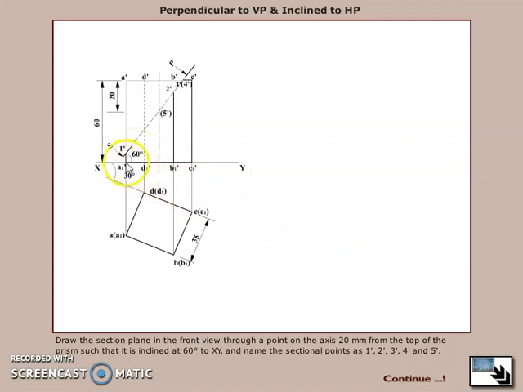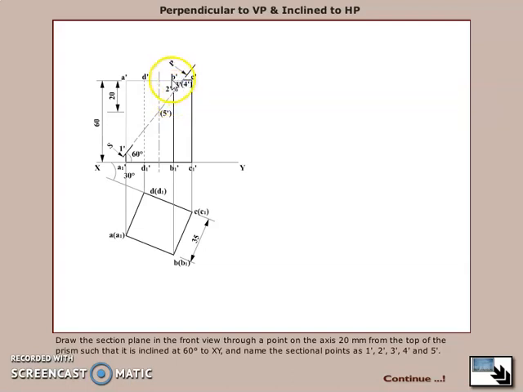Okay, then mark the section points. You can start from this point. So you can mark the first point here, then the second visible edge is this point. So initially we can mark the section points on the visible edges. The first visible edge is here, so the first point is here. The second visible edge is this edge, so the second point is here.